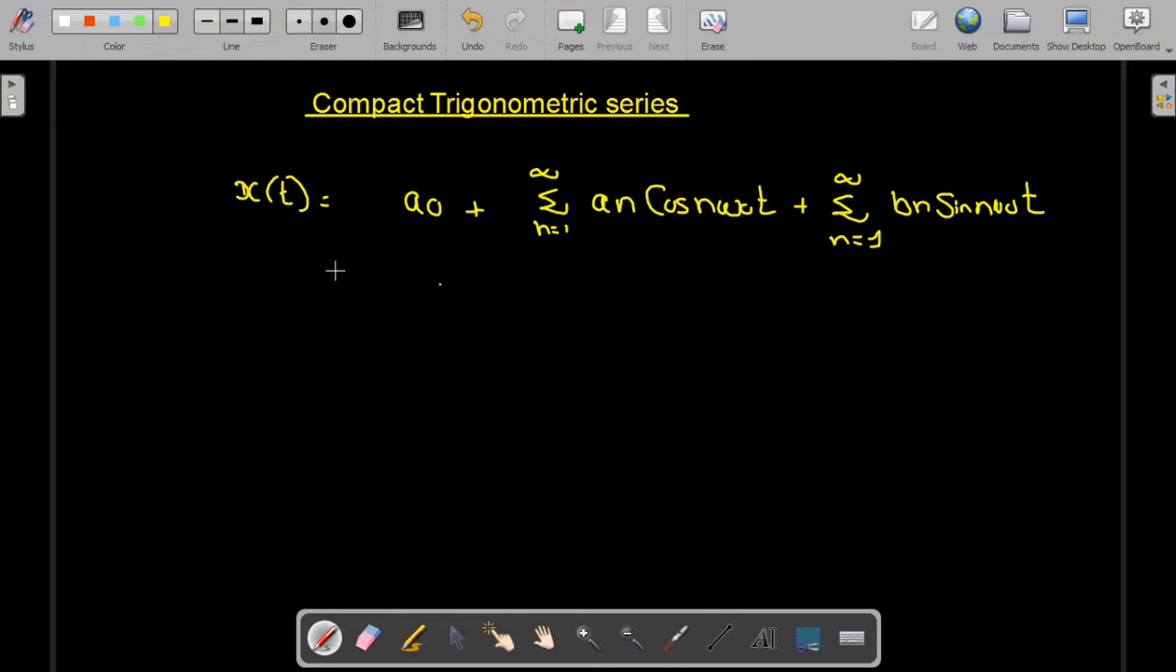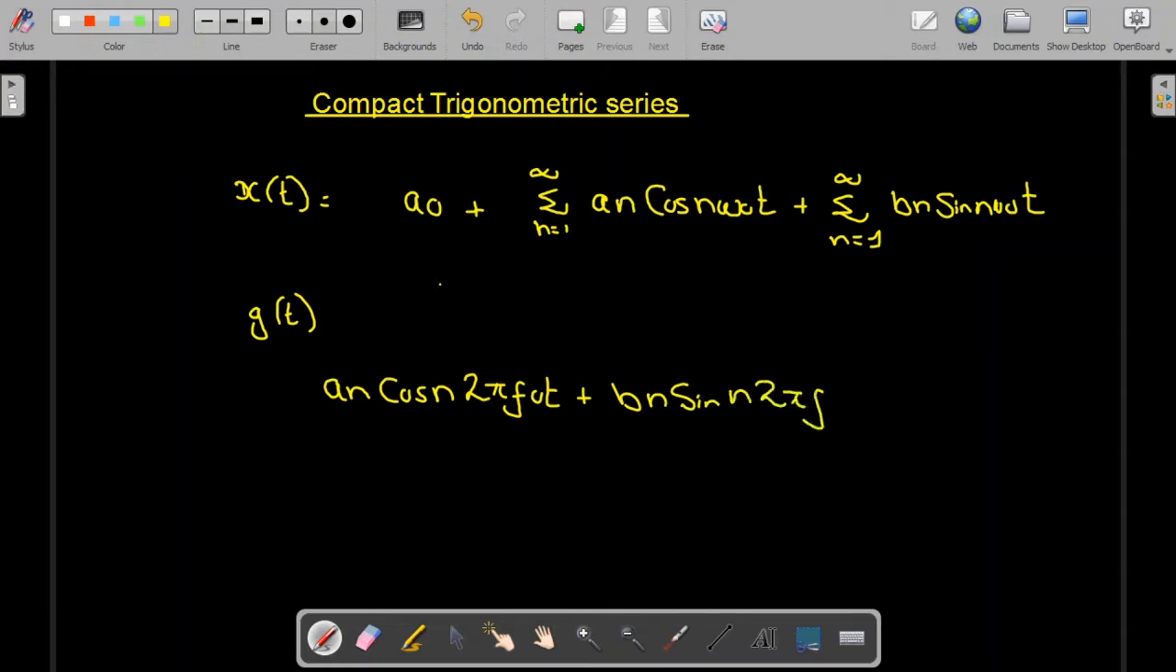Now if we have a periodic signal, for example g of t, and that periodic signal is real, then the trigonometric Fourier coefficients will also be real. Now to find the compact trigonometric series representation, we are going to say that a n cosine of n omega naught t, which is 2 pi f naught t, plus b n into sine of n into 2 pi f naught t, where 2 pi f naught is the omega naught, is going to be equal to c n.